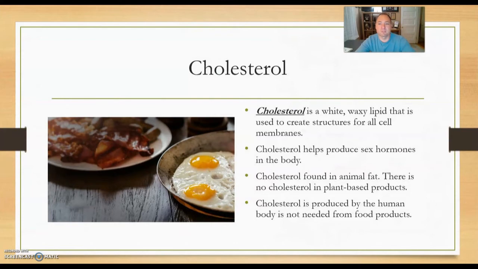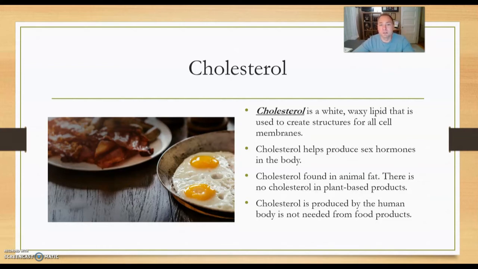All right, let's talk about cholesterol, for example. Cholesterol is a white, waxy lipid, and it's used to create structures for all cell membranes. Okay? And cholesterol is also used to form sex hormones in the body. Now, I mentioned testosterone and estrogen, and most think male and female, but those sex hormones do a lot more for cellular growth and body function than we tend to think about. So having cholesterol in our body, which we do make, will help promote our growth over a long period of time.